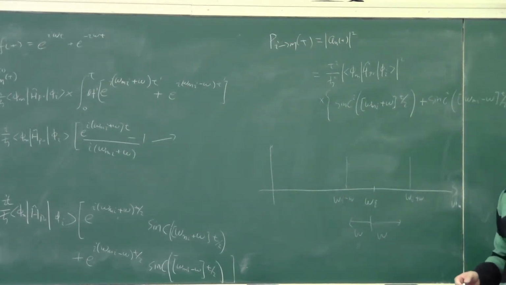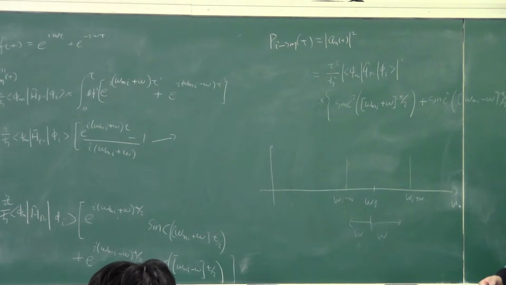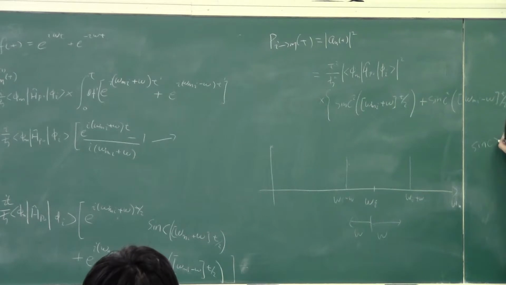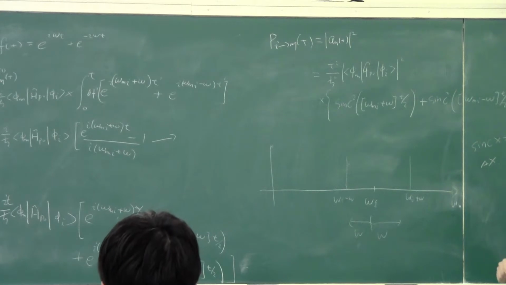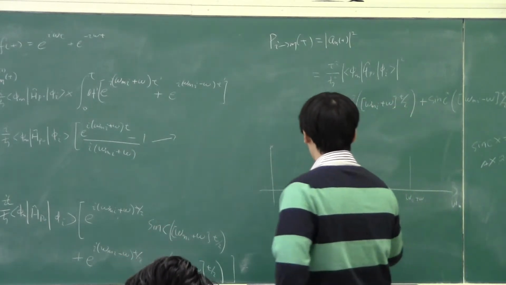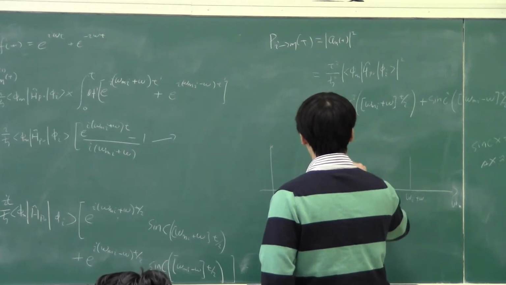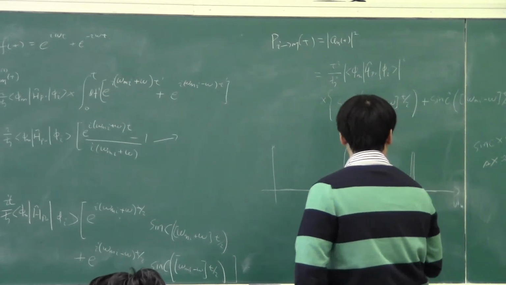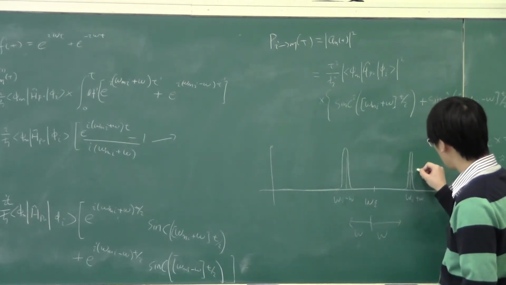What is the width? What is the width of a sinc function? If I have a sinc of x, which is equal to sine x over x, and I say, what is delta x? For this normalized sinc function, what is delta x? It's about pi. Okay. So now when I draw this, the sinc function looks pretty flat, and then over here there's a peak. Okay. And the width over here is pi.